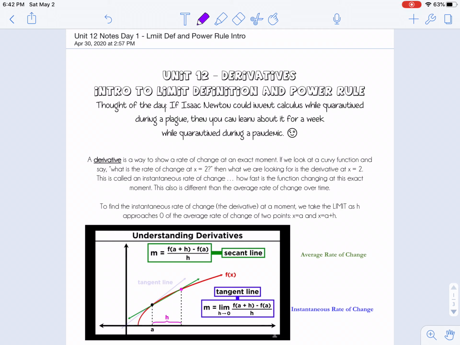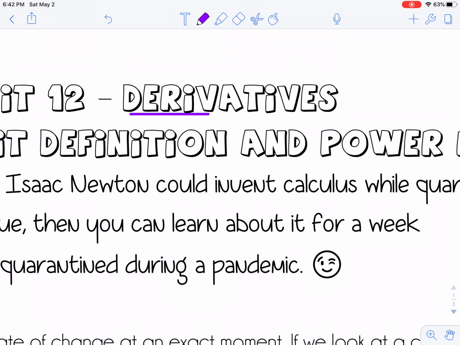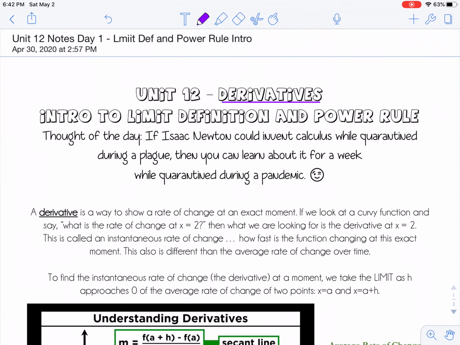So the way it's going to work is a couple lessons this week, a couple lessons next week, ending in a quiz. Seniors, you won't have to take that quiz. That's just kind of a rite of passage, right? Being a senior, you don't have to do the last couple things. This unit's on derivatives. Derivatives is a calculus topic, and we're just going to give you an intro to it. We're going to talk about today something called the limit definition and something called the power rule.